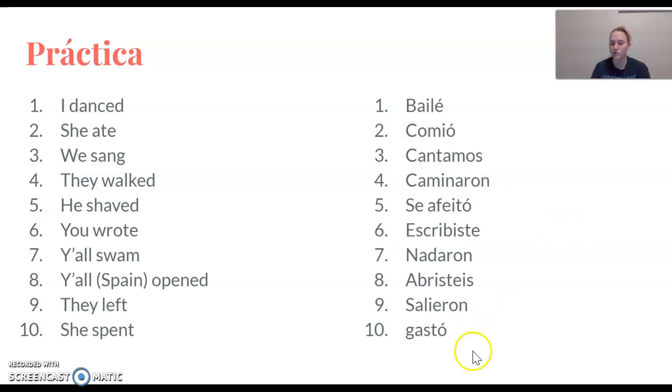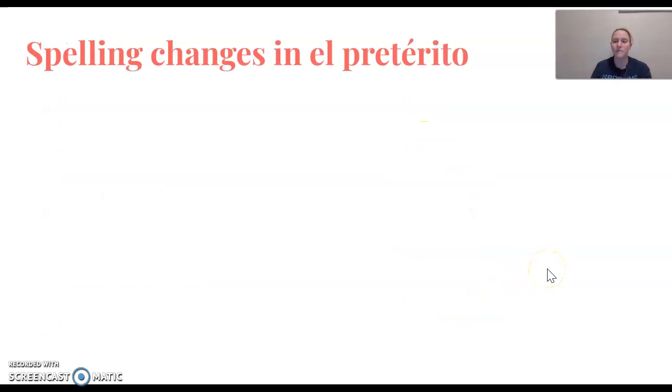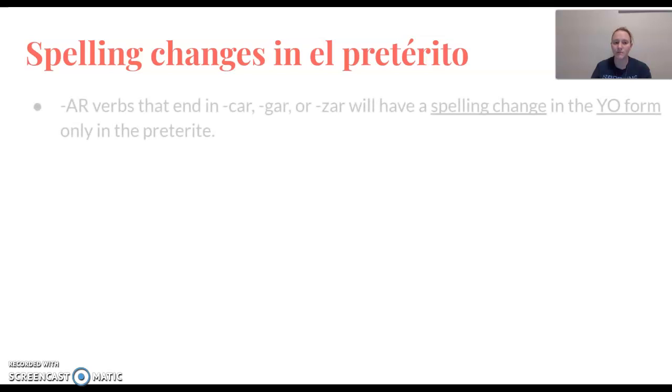That gasto is from your new vocab list. So this should all look relatively familiar for you so far. Some spelling changes exist in the preterite. AR verbs that end in car, gar, and zar will have a spelling change in the yo form, and it's only in the yo form of the preterite.